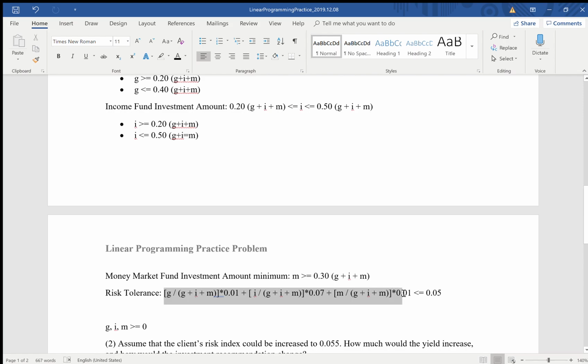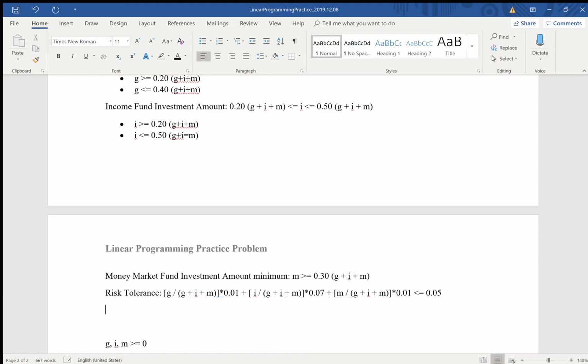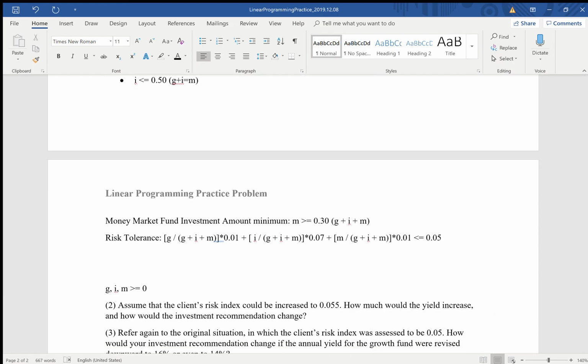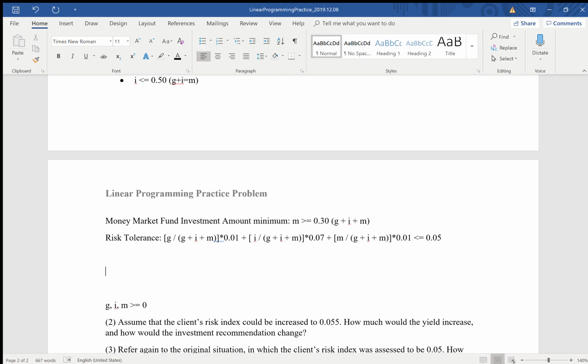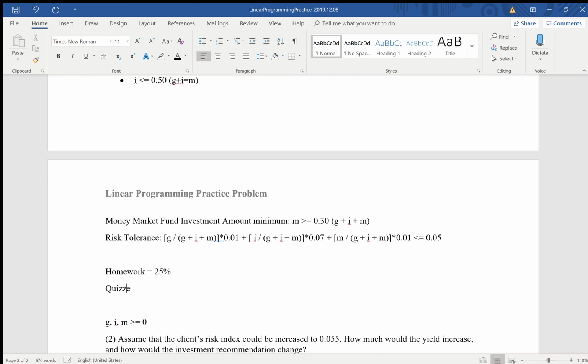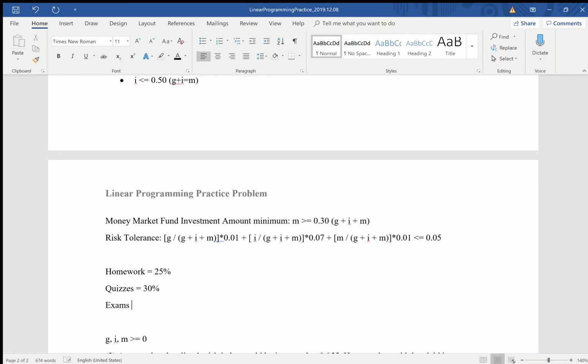The weights. The best way I can talk about a weighted average is in terms of grades. That's the most common application. So I'm just gonna type it out here. Let's say homework is 25% of your grade, quizzes is 30% of your grade, and exams are 45% of your grade. You have to make sure your weights do add up to 100%. In this little example, that is the case.